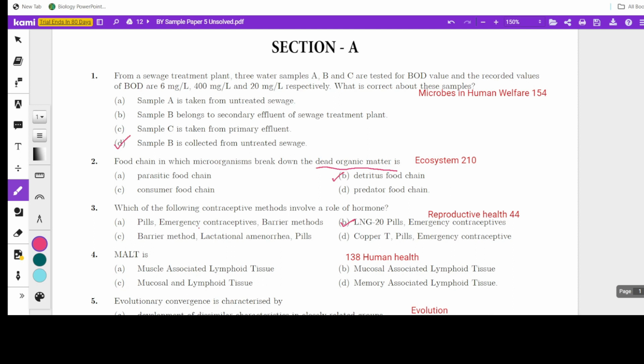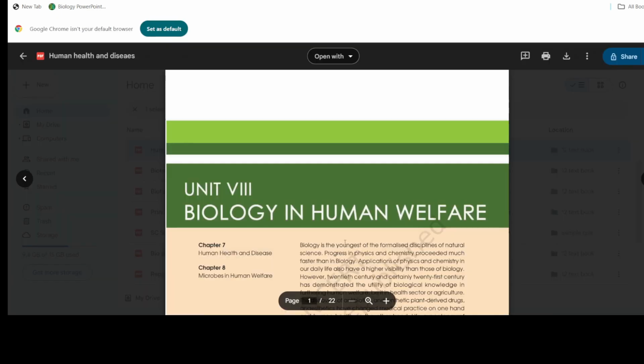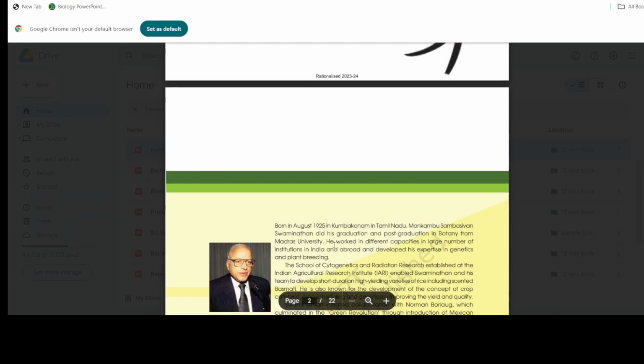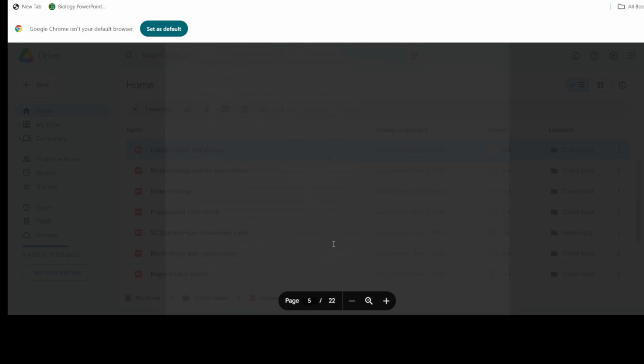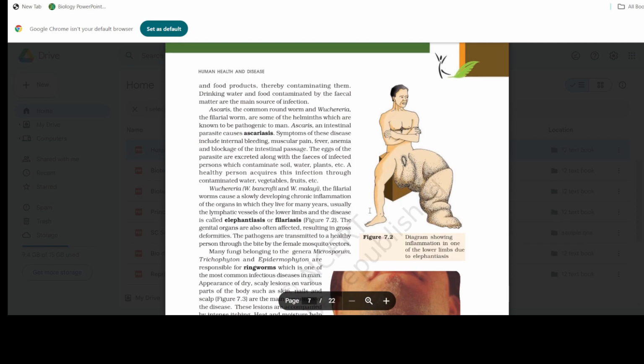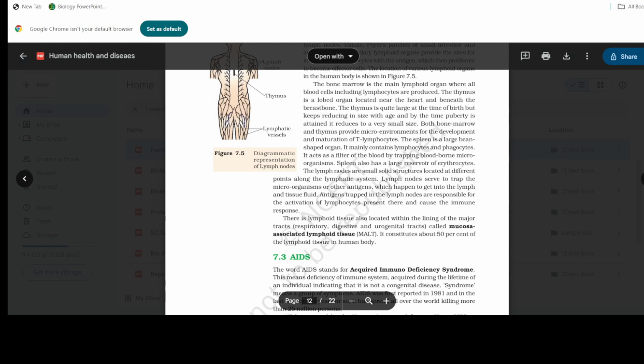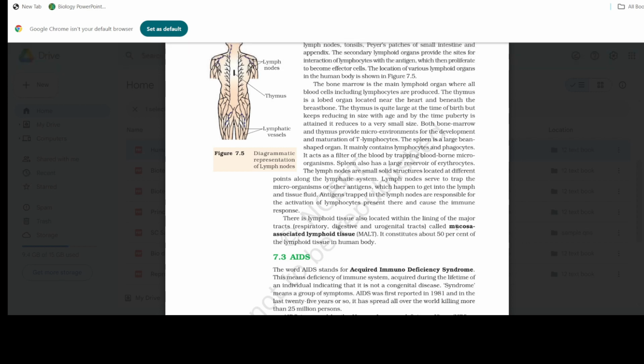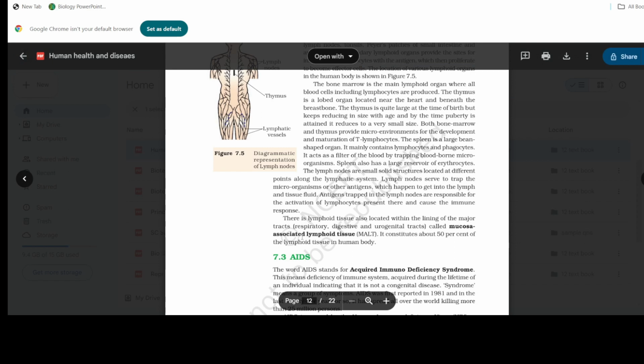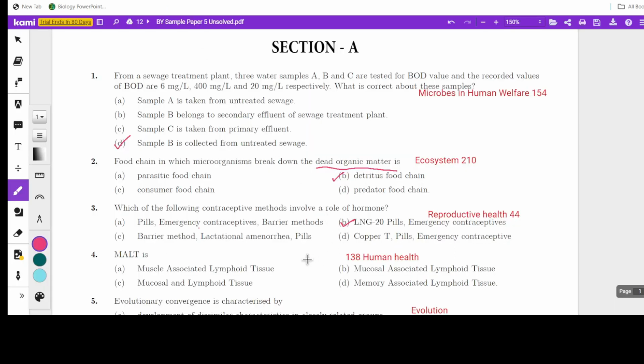Let's take the chapter Human Health and Disease, and you know where it comes? It comes under lymphoid organs, right? Can you see here? Mucosa associated lymphoid tissue, MALT. Now what's the answer? Yes, mucosal associated lymphoid tissue is the answer.